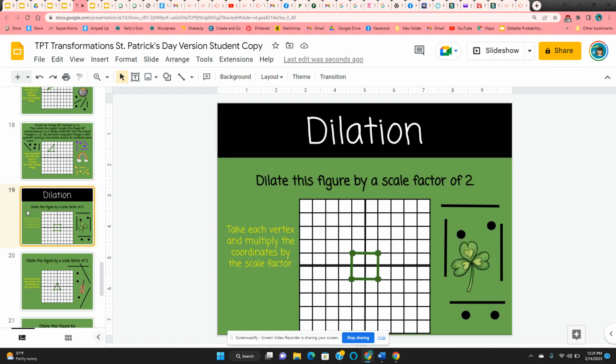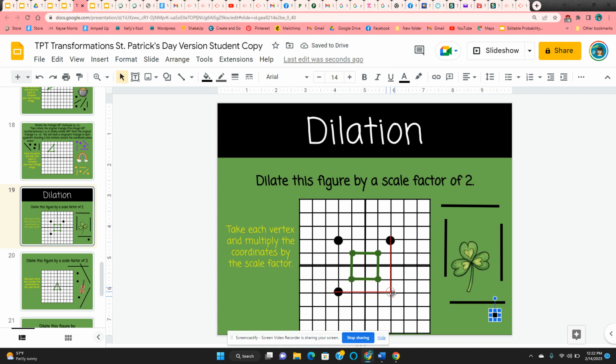Then we move on to dilation. Dilation means they're going to use a scale factor to make a figure either smaller or larger. It's going to be the same shape, but just a larger or smaller size. So if it has a scale factor of 2, then the coordinates of the point are going to be multiplied by 2. So instead of 1, 1, the new point is going to be 2, 2. And they'll have a new figure.